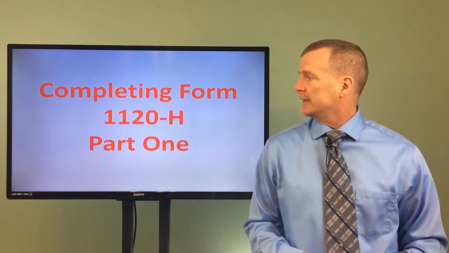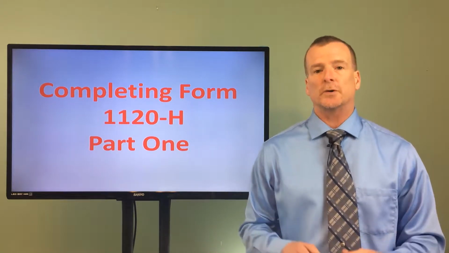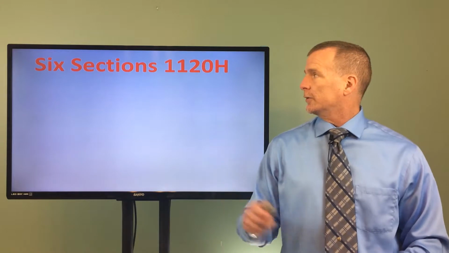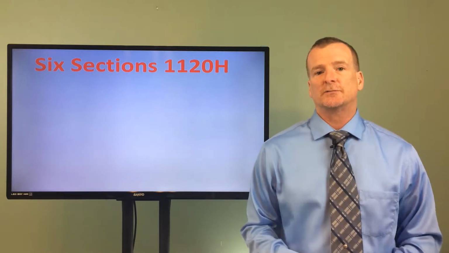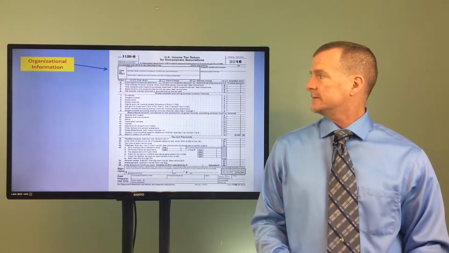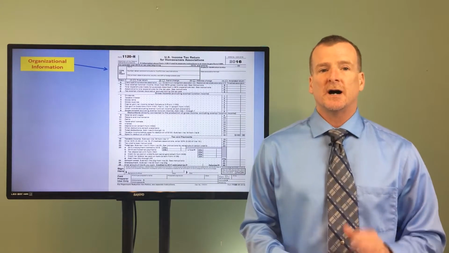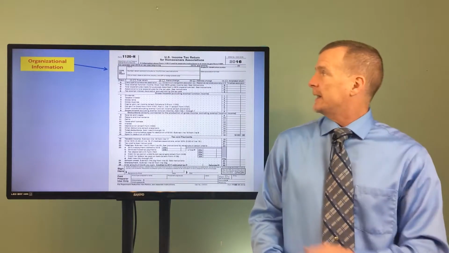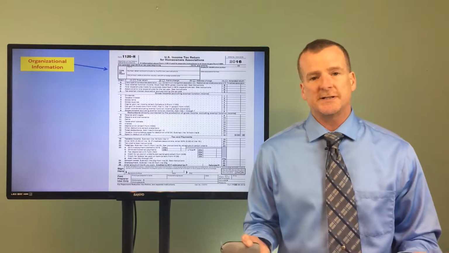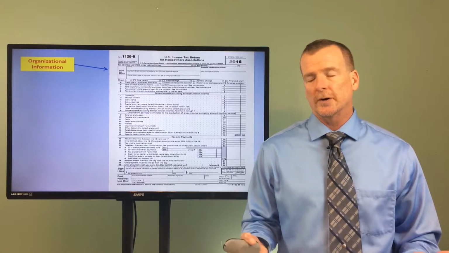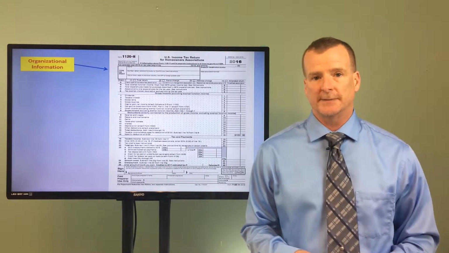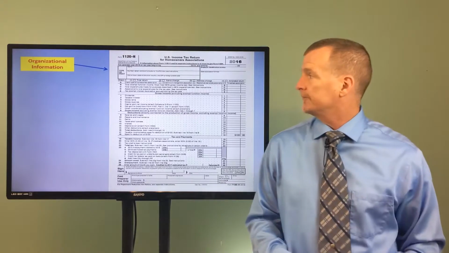We're going over completing Form 1120H, and this is part 1. There's going to be several parts to this section of the course. What we're going to go over right now: there are 6 sections to Form 1120H. First section is going to be the organizational information, and as you can see, that's the top portion of the 1120H. And as you see here, we're using a 2016 return. If you're watching this in a later year, really don't worry. I don't believe the 1120H form has changed in many years, so it should still be good.